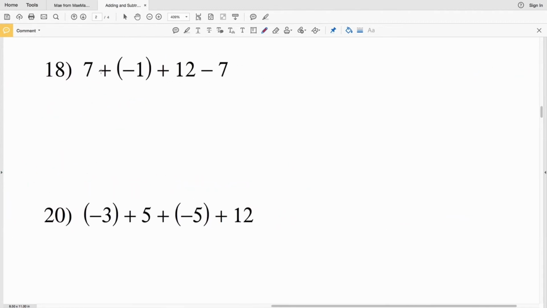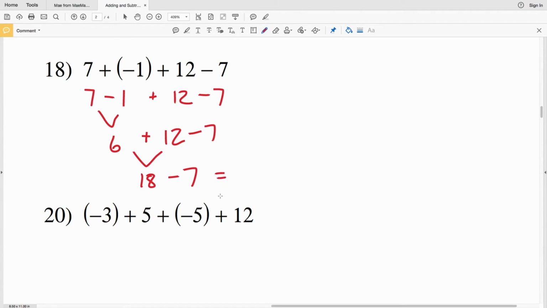Number 18, 7 plus negative 1 plus 12 minus 7. Here I'm just going to rewrite this because adding a negative is the same as subtracting a positive. So I'm going to do 7 minus 1 plus 12 minus 7. Doing the 7 minus 1, I'm going to get a 6 plus 12 minus 7. 6 plus 12 is going to leave me with 18. Minus 7 is going to give me 11.